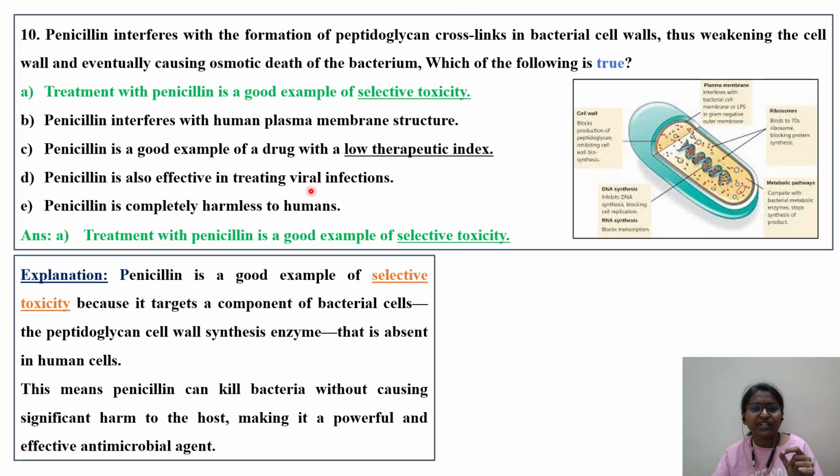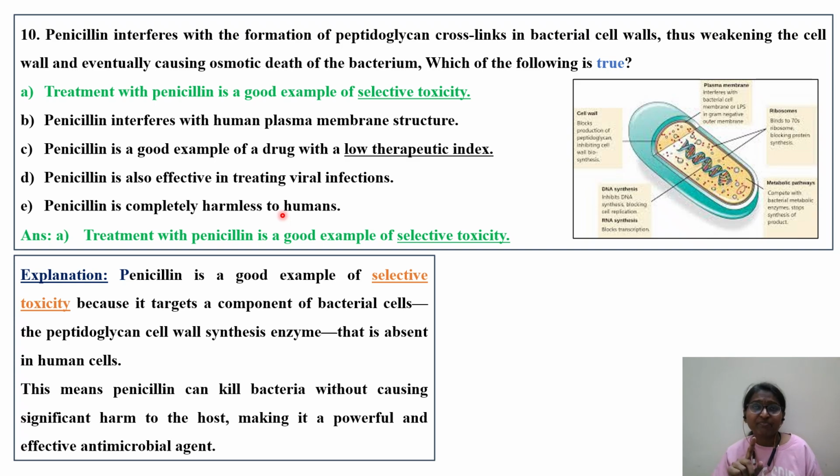Penicillin is also effective in treating viral infections. No, it is selective to the bacterial cell wall. That's why it is for bacterial infection only. Penicillin is completely harmless to humans. This statement is also not right because there are certain individuals who are sensitive to penicillin.